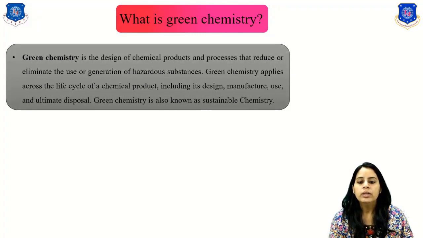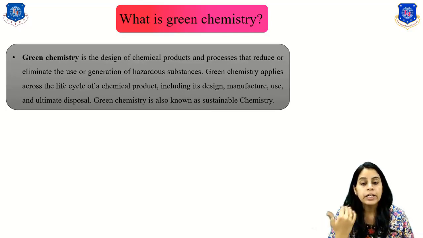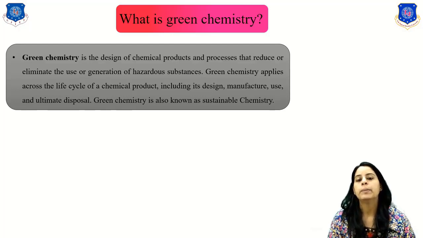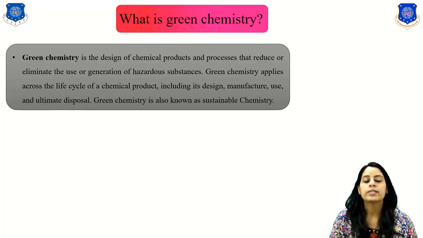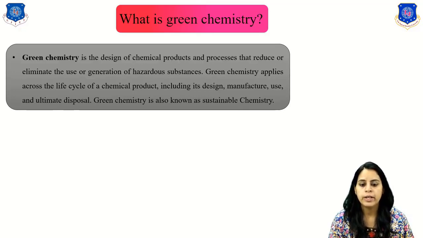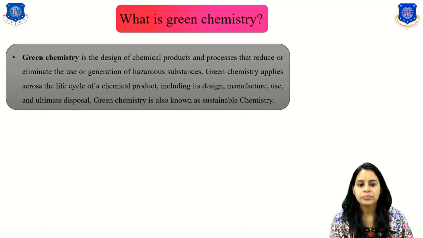Okay. So, green chemistry is the design of chemical products and processes that reduce or eliminate the use or generation of hazardous substances, right? It is applied across the life cycle of the chemical product, including its design, its manufacture, its use and ultimate disposal, right? So, it is also known as sustainable chemistry.